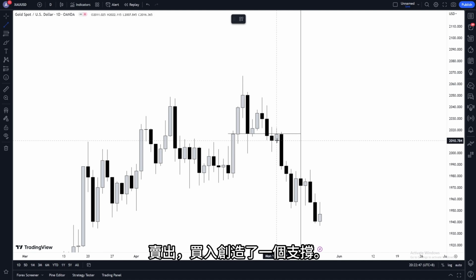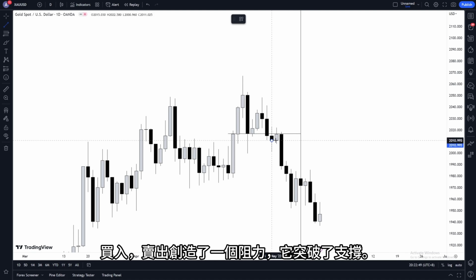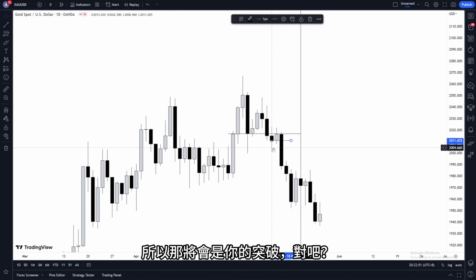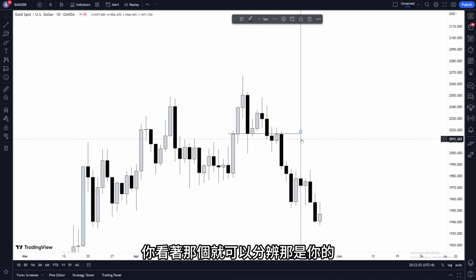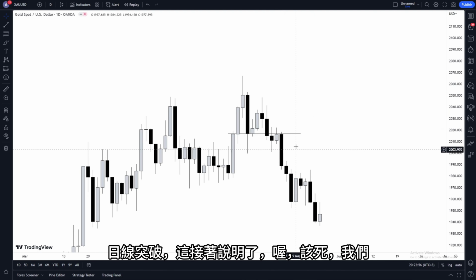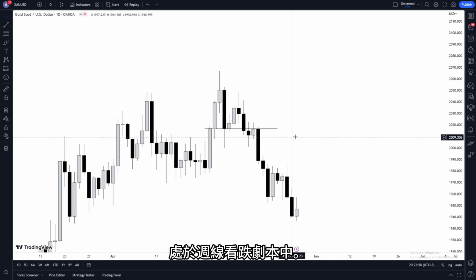Sell, buy creates a support. Buy, sell creates a resistance that breaks the support. So that's going to be your breakout, right there. I think that's pretty obvious. You can look at that and just tell that's your daily breakout, which then says that, oh shoot, we are in a weekly bearish storyline.